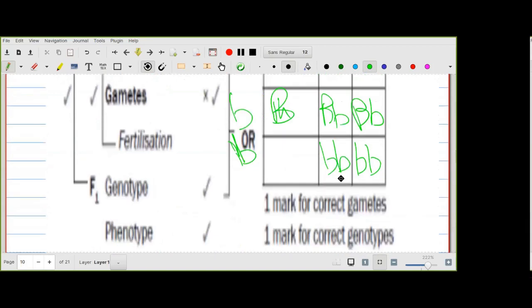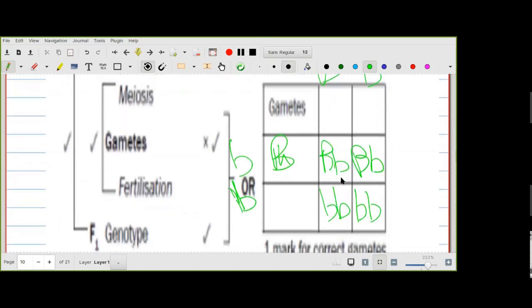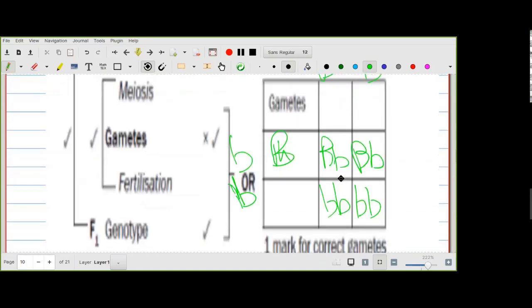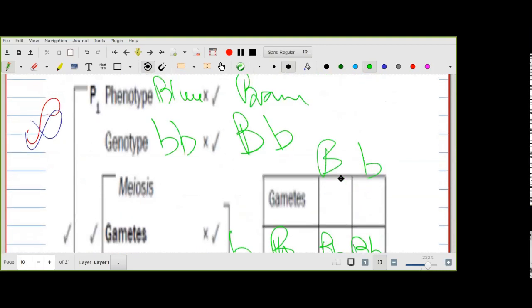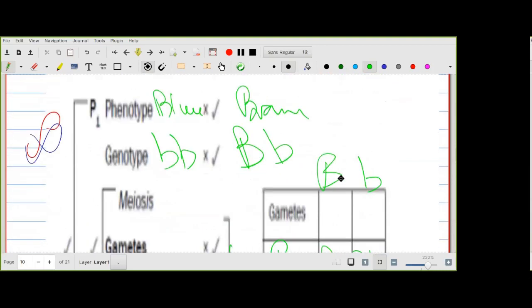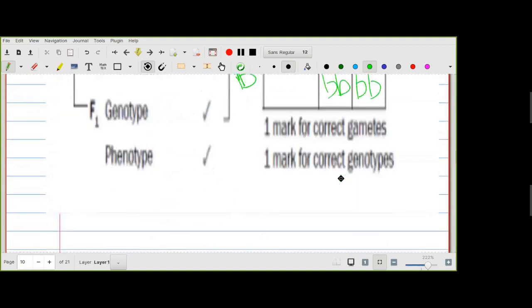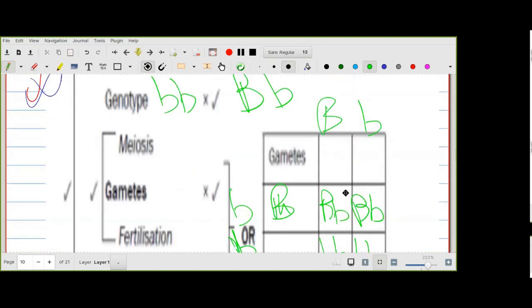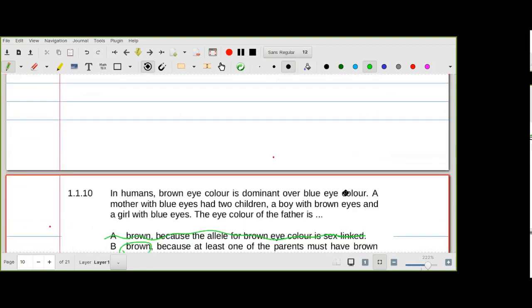With these questions, it's best to work it out so you're doubly sure, like I did over here. And remember, whenever you're doing these genetic crosses, to use this template that they give you, because the template already gets you some marks if they ask you one of these crosses.